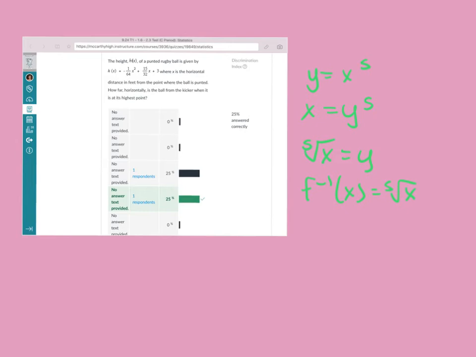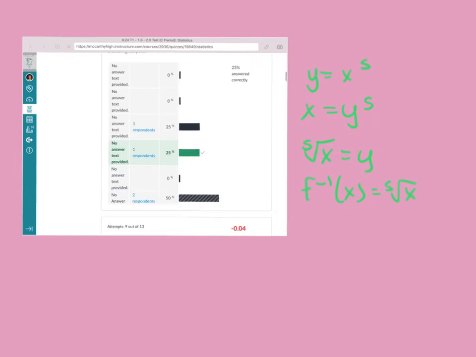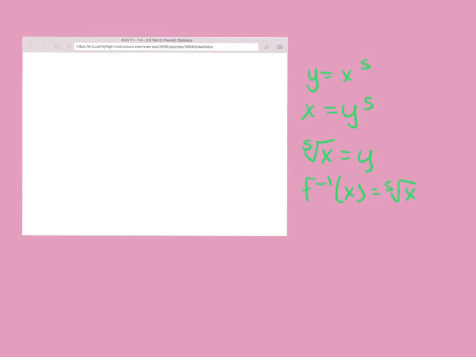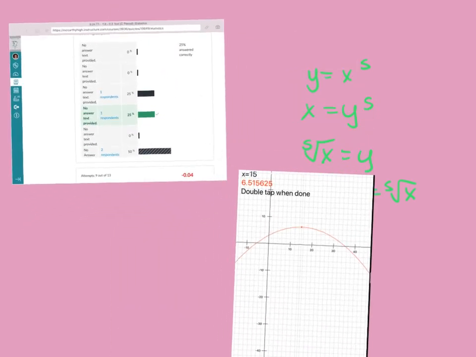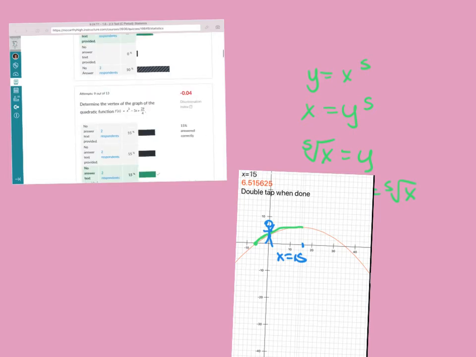Some of you, I'm assuming, got confused. Some people put the y value. It wasn't asking what the max was. It was asking what's the horizontal distance from the kicker to that point. The other thing I saw was that people took the x and added on the space behind the y-axis, so they did 15 plus this. But the kicker is here, so that should have just been 15. X should have been 15.